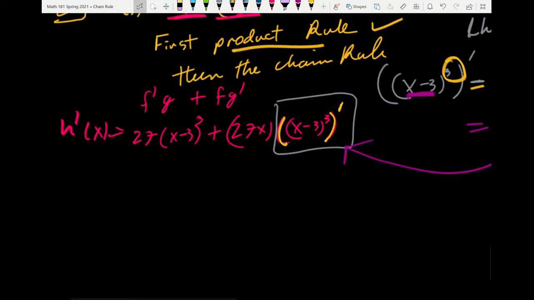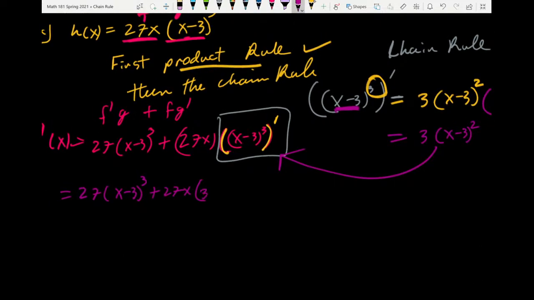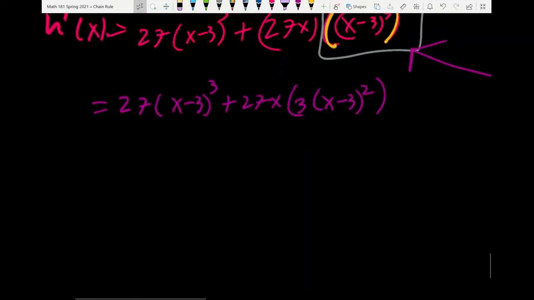All right. Now let me rewrite the problem. (x minus 3) to the third plus 27x. And we did that part right over here, 3 times (x minus 3) squared. Here comes the crazy algebra, kids.